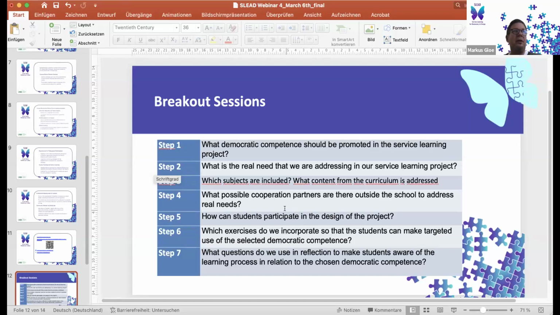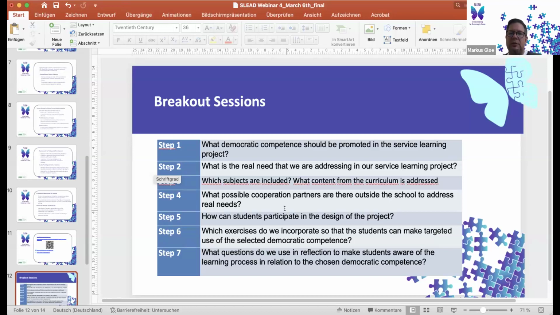So you have to think about what you can do to address, maybe, tolerance of ambiguity, or maybe another competence from the RFCC, such as openness to cultural otherness and other beliefs. What is the special exercise or step in the project to address this chosen democratic competence? And then step number 7 is reflection.